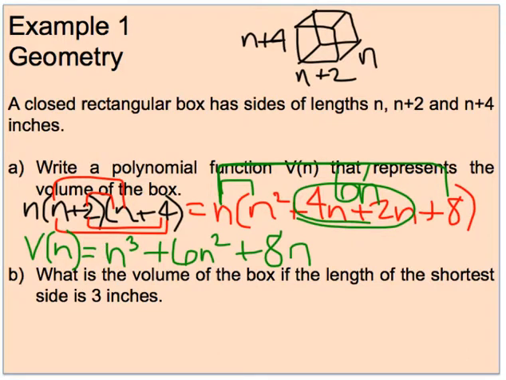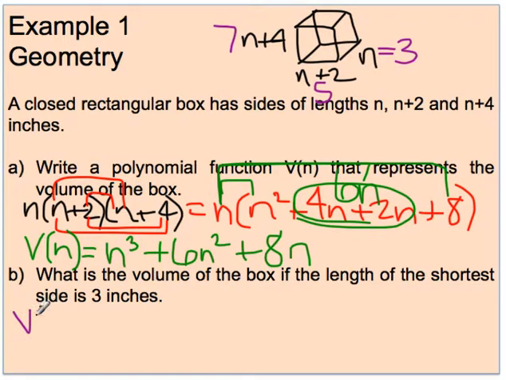Part B says, what is the volume of the box if the length of the shortest side is 3 inches? The shortest side is always going to be the side marked n. So if this one's 3, then we have 3 plus 2, which is going to give us 5, and 3 plus 4, which is going to give me 7. So I could figure this out by plugging in 3, 5, and 7 and just multiply 3 times 5 times 7 and get the answer.